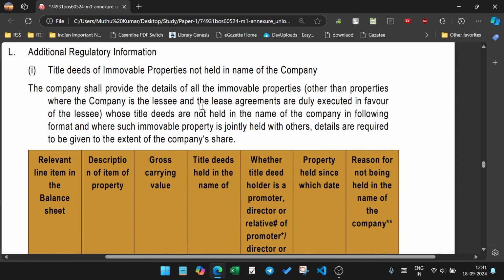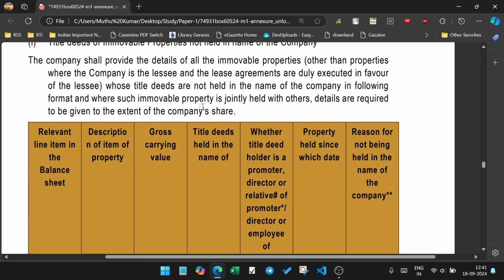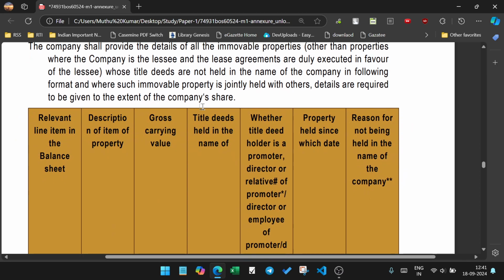Title deeds of immovable property not held in the name of the company. The company shall provide details of immovable property other than properties where the company is the lessee and the lease agreements are duly executed in favour of the lessee, but the title deed is not held in the name of the company. The following format shall be used. Where such immovable property is jointly held with others, details are required to give the extent of the company's share.